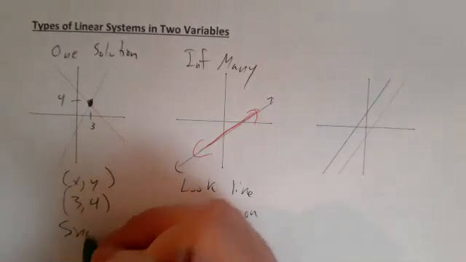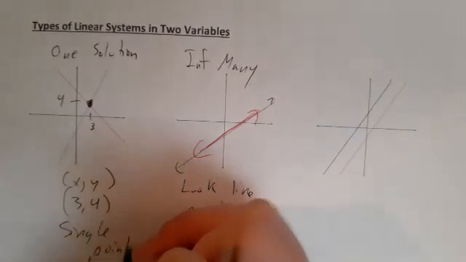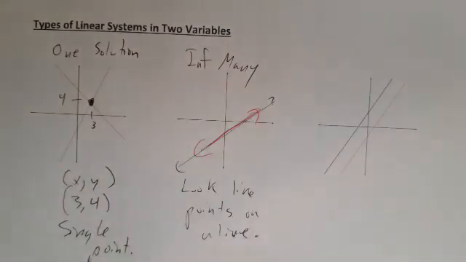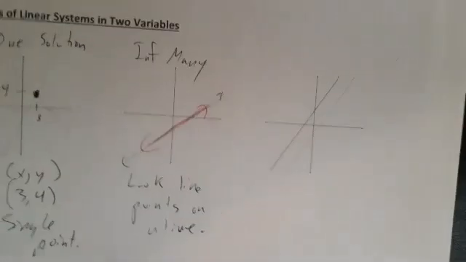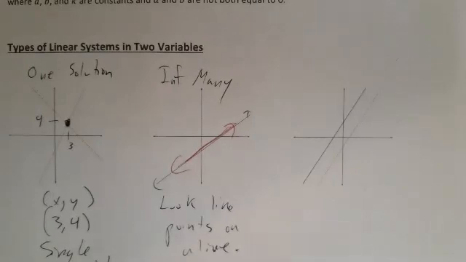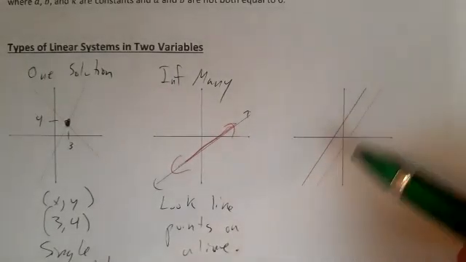This is a single point. Maybe I could say that. Single point, it's the point of intersection. And then the last thing, I can have one solution, I can have infinitely many. The last thing is they could be what?